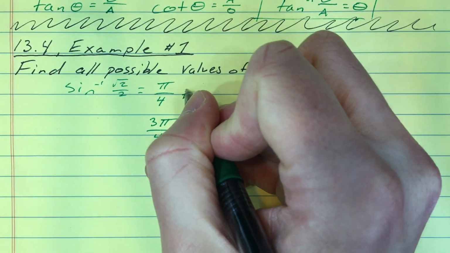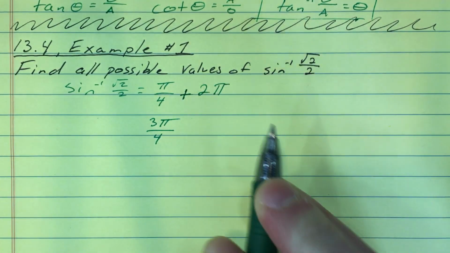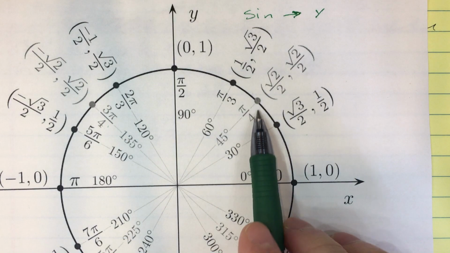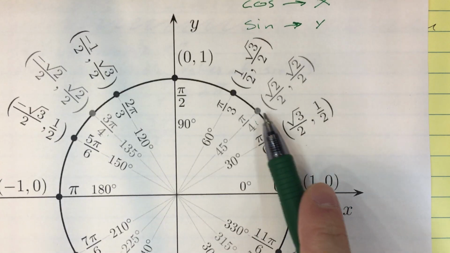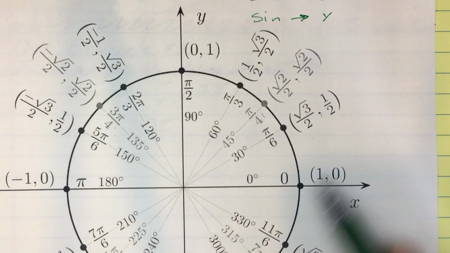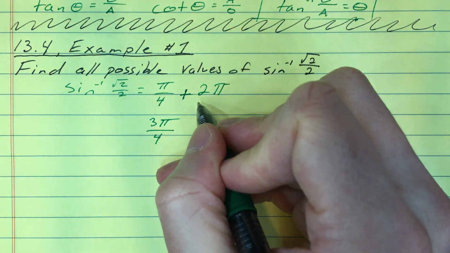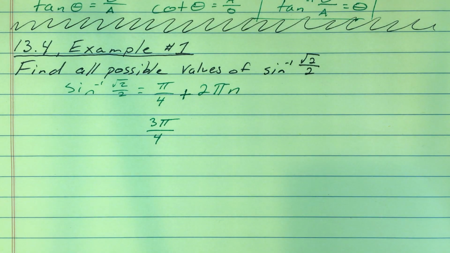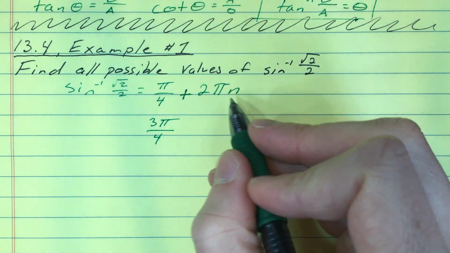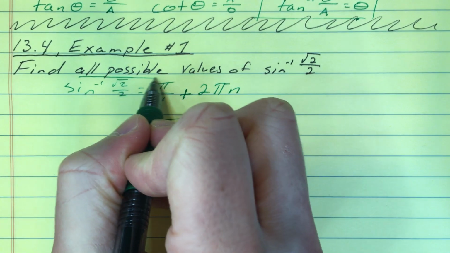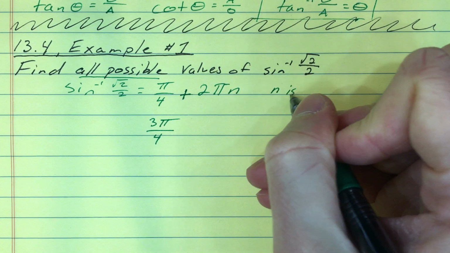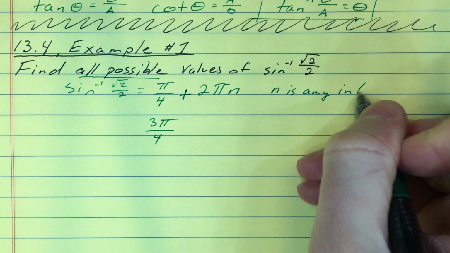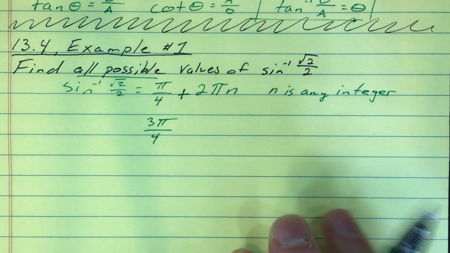Then we're going to add 2 pi to that. If we add 2 pi, we go all the way around the circle again, finding that coterminal angle. We could add 2 pi to our pi over 4. Then we could add 2 pi again and add 2 pi again as many times as we want. So we're going to add 2 pi n, where n is any integer. It could even be negative, which would mean that you go the opposite way around the circle. So 2 pi n takes care of finding all possible values of sine inverse root 2 over 2. And let's make a note there: n is any integer, positive or negative whole number.